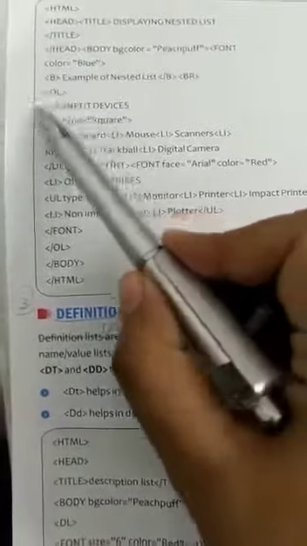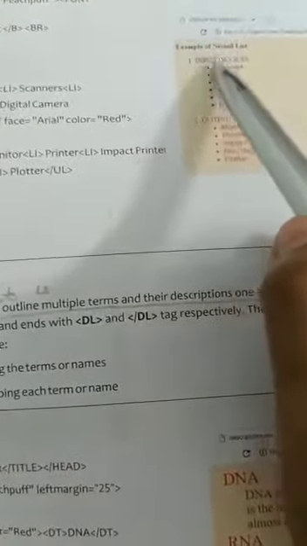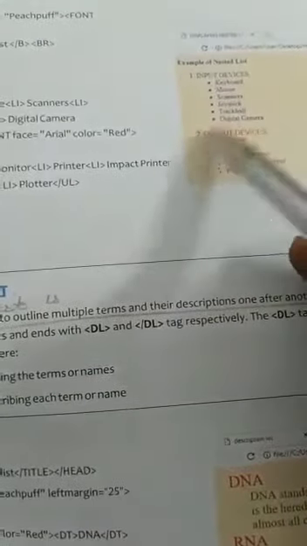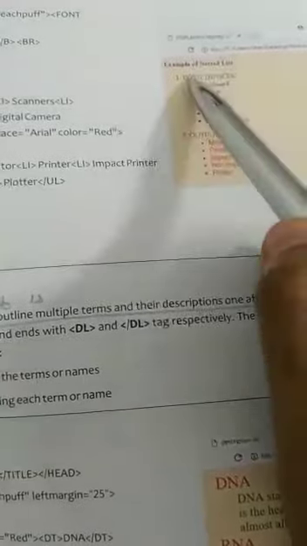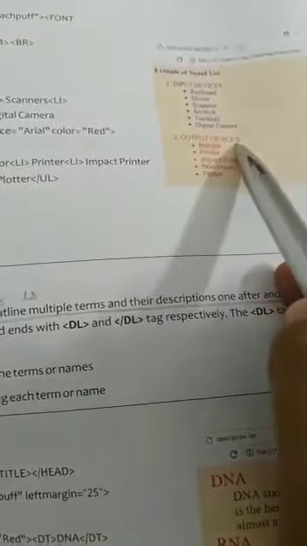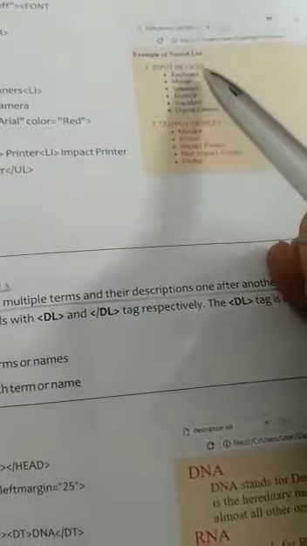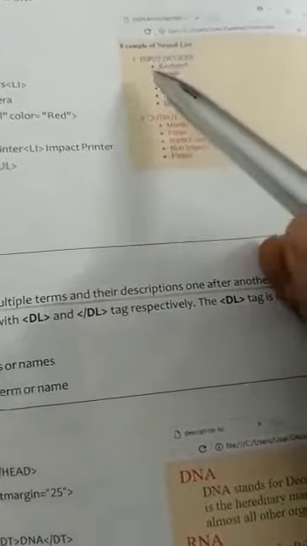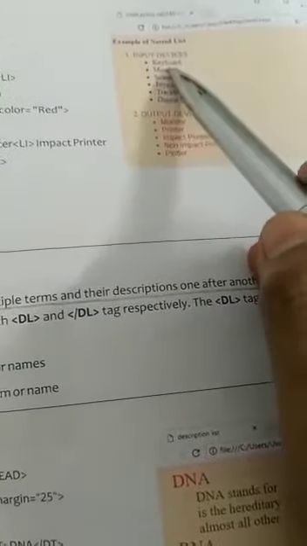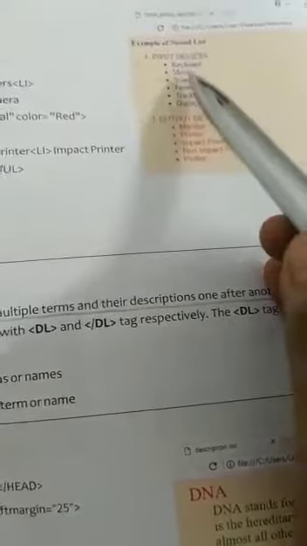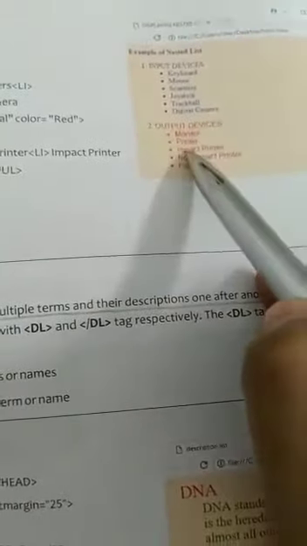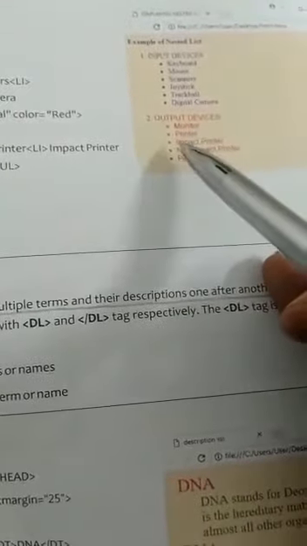So first of all, an ordered list is created that contains two list items. First is input device, second is output device. Within these list items, an unordered list is included. Firstly, an unordered list is included that has type square, and the second has the type disk.